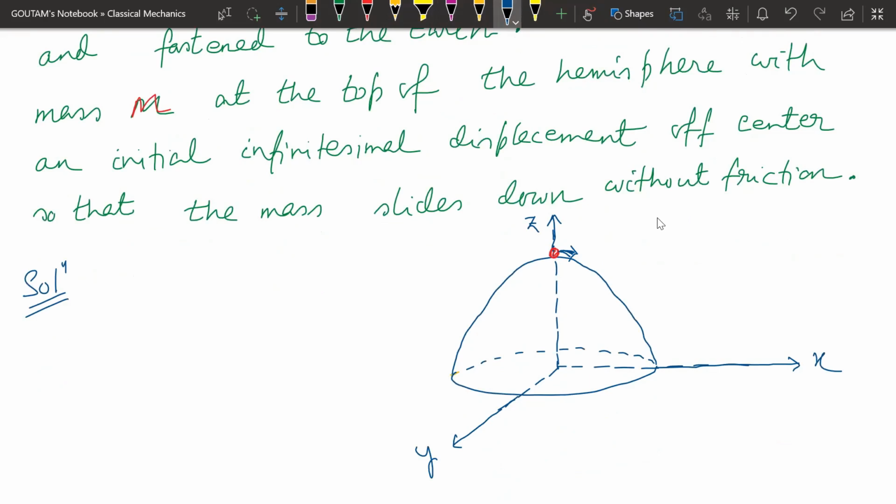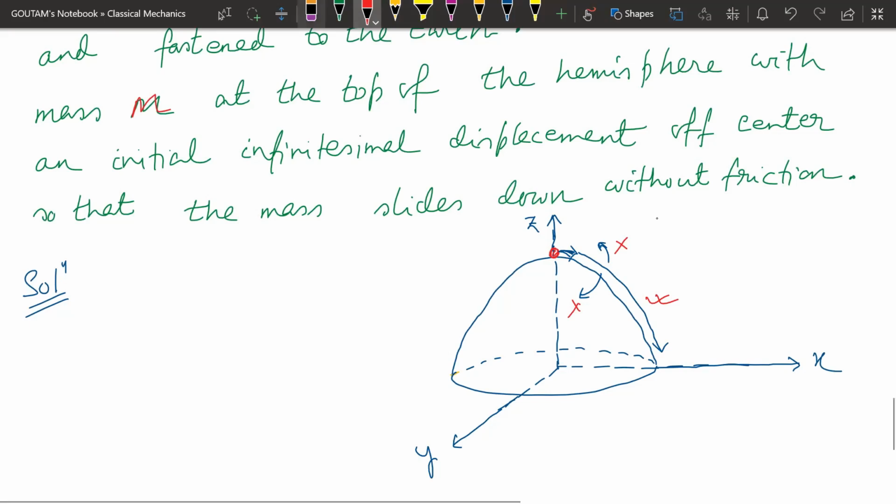In that case, the small particle will fall only in this direction. There will be no motion along this side or along that side. It will only fall along this direction. So the entire motion will be in the xz plane. So we don't need to consider the whole 3D Cartesian system to analyze this problem.